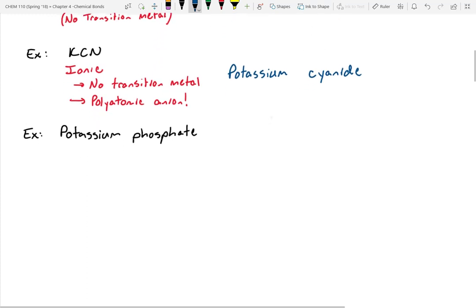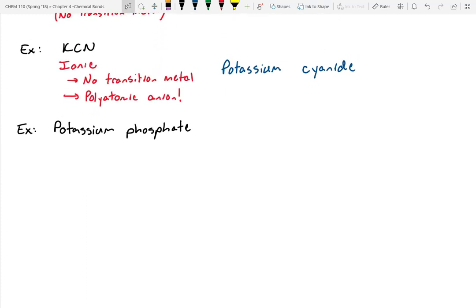All right. Potassium phosphate is arguably the hardest one here. Is this ionic or covalent? It's got to be ionic. It's got a metal. It has no transition metal.